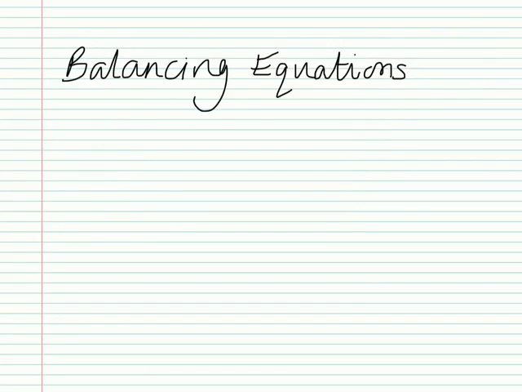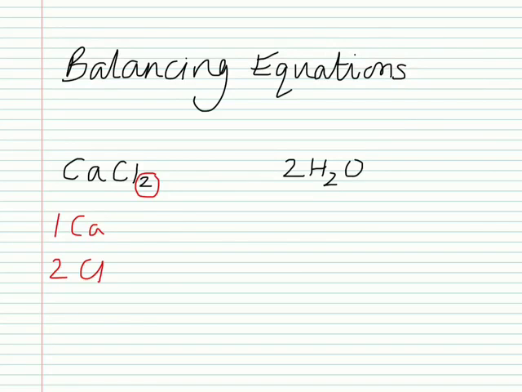There are a few things you need to understand before you can start to think about balancing equations. The small numbers at the bottom tell you how many atoms there are. So in CaCl2 we have 1 calcium atom and 2 chlorine atoms. You can't change these numbers because if you do, you're changing the actual molecule itself. CaCl3 is a completely different thing to CaCl2.